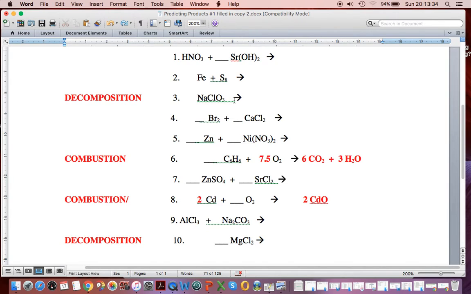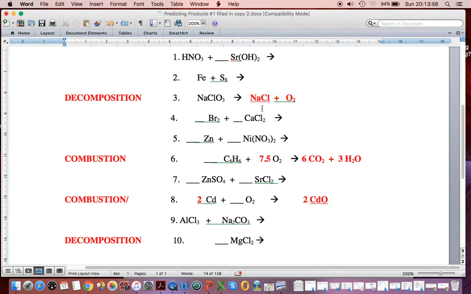This one is a special case that we must memorize. It doesn't split into a positive sodium ion and a chloride ion. In fact, it splits here. And so this is a nice way of storing oxygen. And when we heat it up gently, we get sodium chloride and oxygen. So now I got 2 marks.